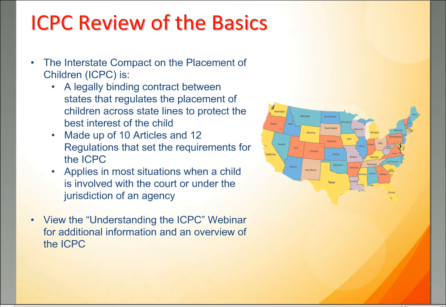To review the ICPC basics, the Interstate Compact on the Placement of Children, referred to as ICPC, is a legally binding contract between states that regulates the placement of children across state lines in order to protect the best interests of the child. It's made up of 10 articles and 12 regulations that set the requirements for ICPC, and it applies in most situations when a child is involved with the court or under the jurisdiction of an agency. For more information about the basics of ICPC, view the Understanding the ICPC webinar.